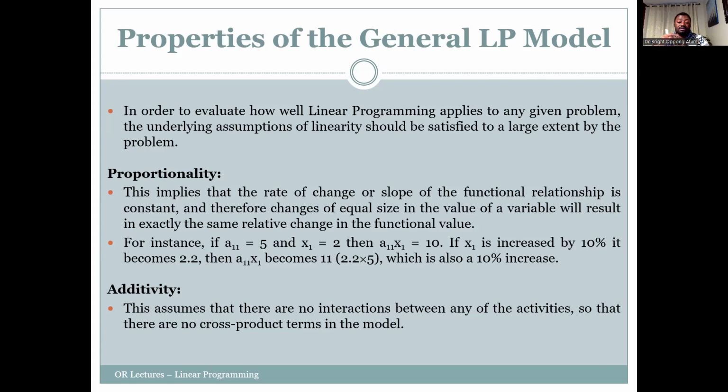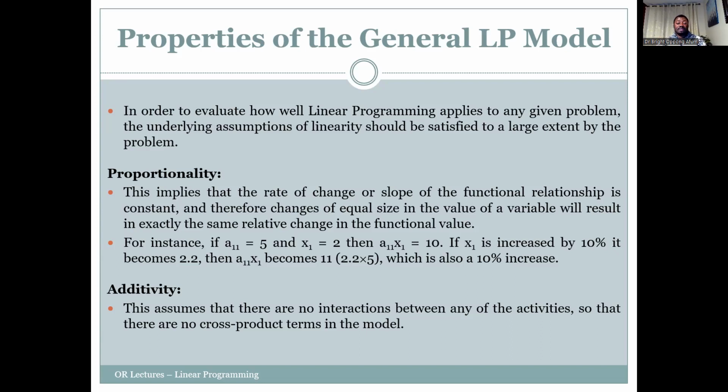So for instance, if a_ij is 5 and x_j is equal to 2, then a_ij times x_j is equal to 10. That's what it means. So the left-hand side will proportionately change with the right-hand side. Then additivity, meaning that there is an assumption that there is no interaction between the activities, so that there are no cross product terms in the model, right?